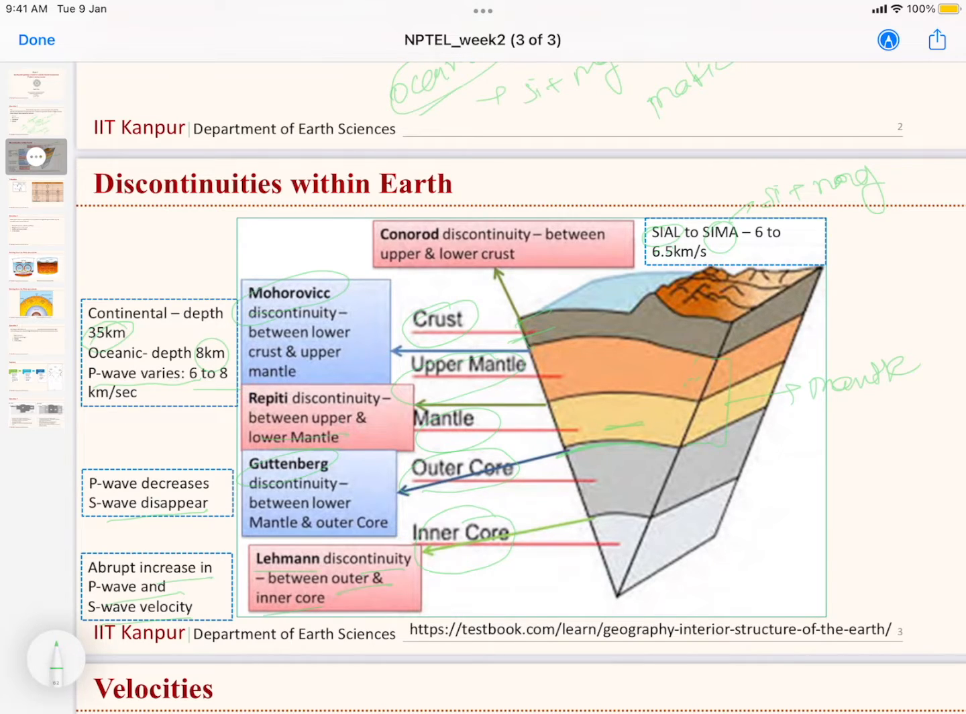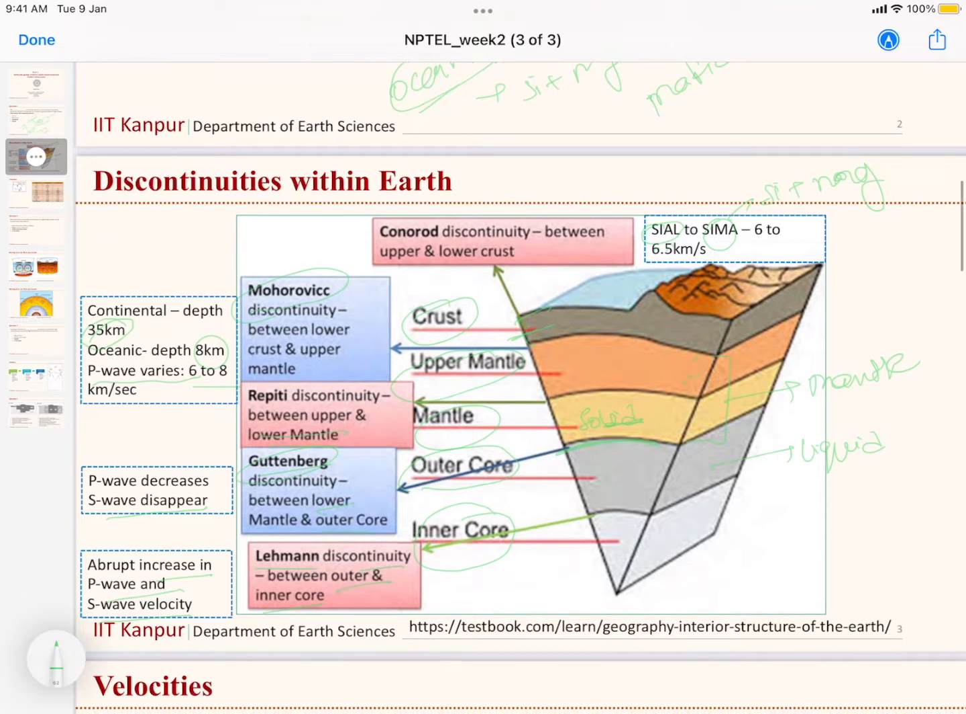Okay, no problem. The answer to this question is this. I mentioned that the Gutenberg discontinuity exists between the lower mantle and the outer core, and this outer core is liquid in nature, while above it the lower mantle is in a solid state. So there is a change in density, and definitely there will also be a change in elastic parameters. Now what are these elastic parameters?